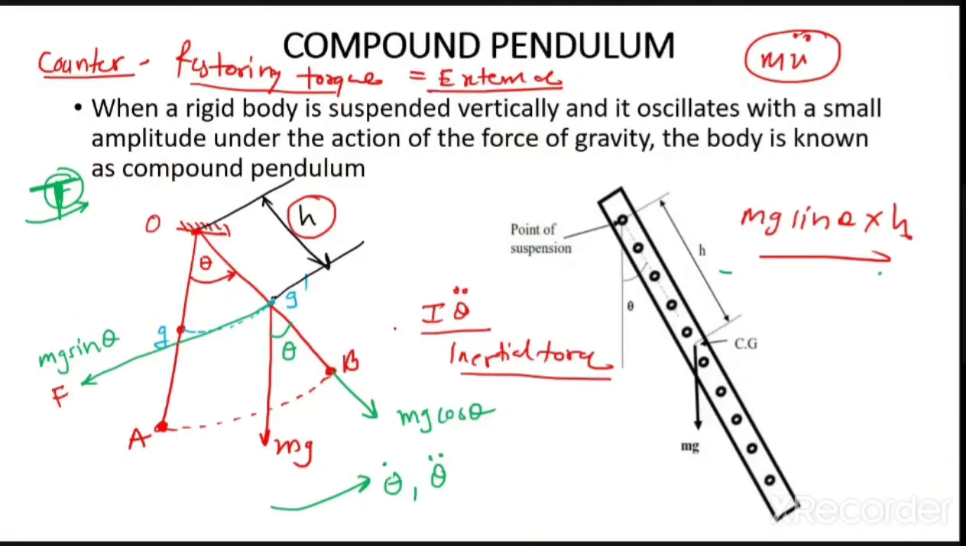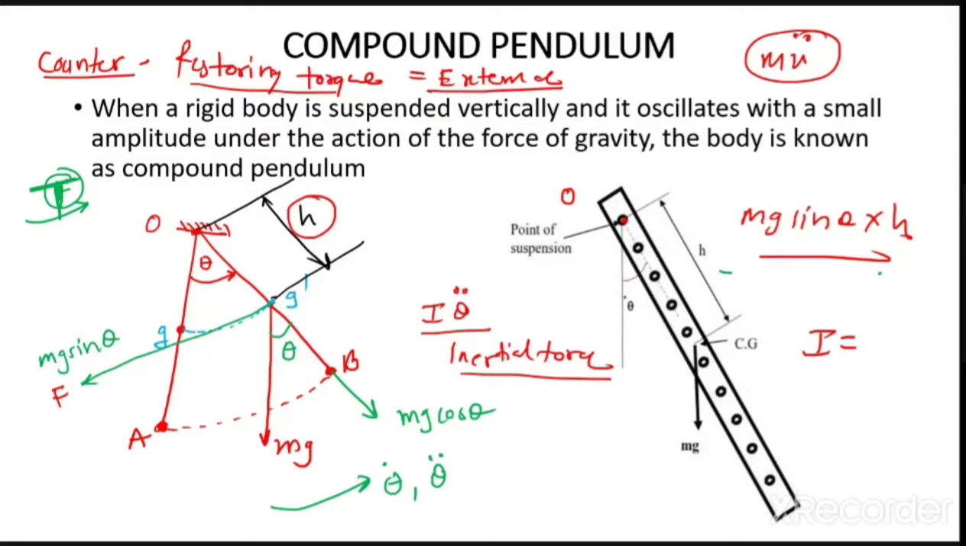Now next, what is the natural frequency? Omega n is the square root of mgh upon I. You know what m is, you know g, you know h. This is a point O. First of all, I have to find out I. How will you find I? I is nothing but the moment of inertia about point O. Can anybody tell me how to find the moment of inertia about the point O?